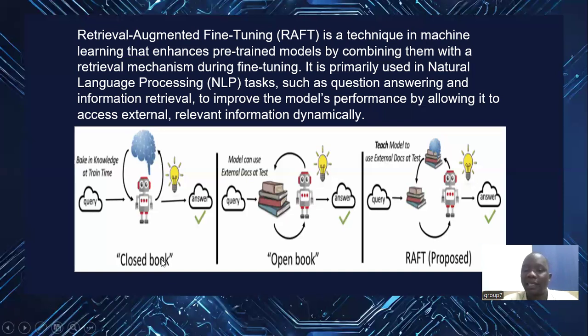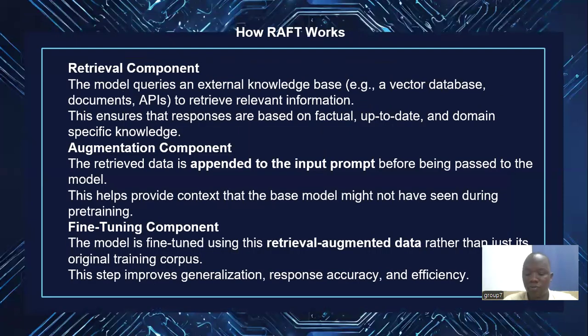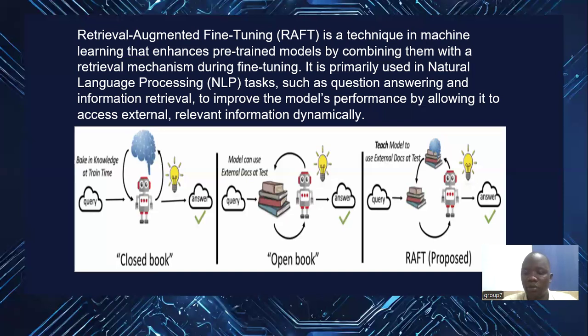This diagram compares three different approaches to handling knowledge in artificial intelligence models, as you see them divided in three: the closed book, the open book, and RAFT, which is the proposed, final approach. Now, in the closed book, the model is trained with all knowledge baked in. The knowledge is refined into the model.